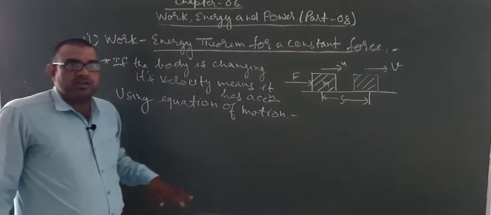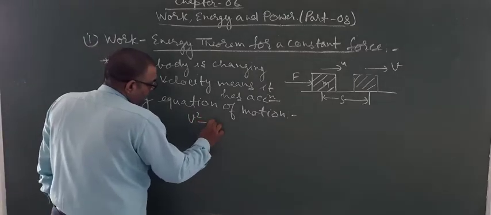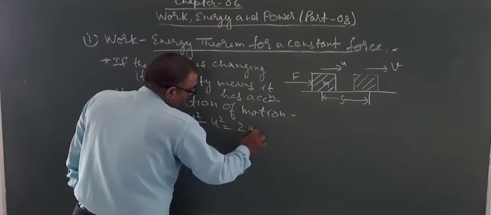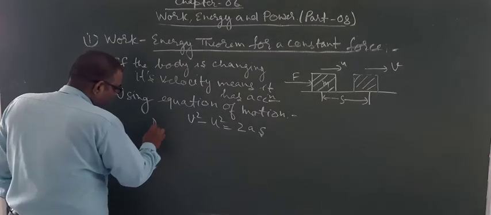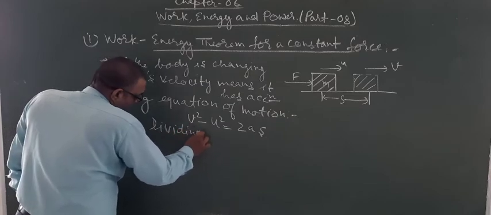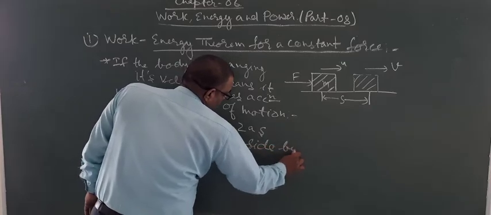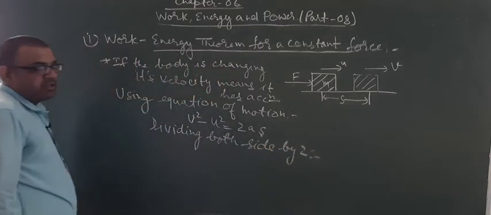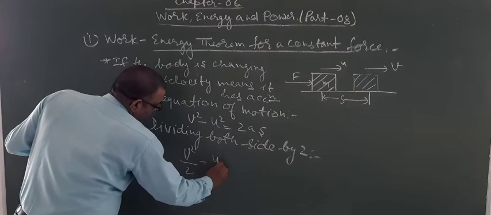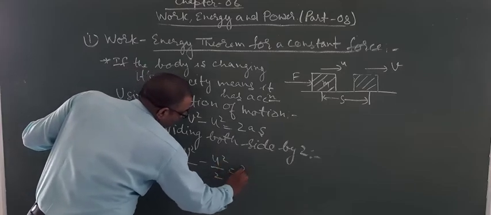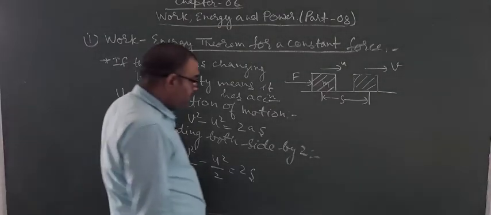You know the equation of motion, dear students, that is v square minus u square is equal to 2as. Dividing both sides by 2, then it will become v square upon 2 minus u square upon 2 is equal to as. Multiplying both sides by m.